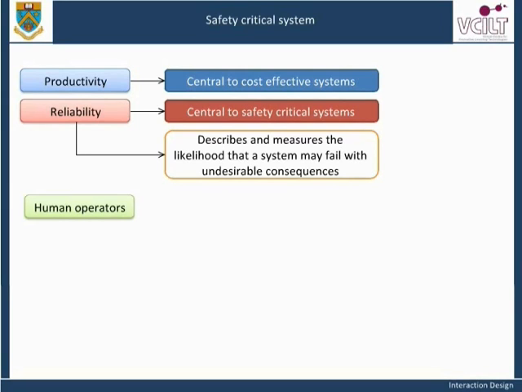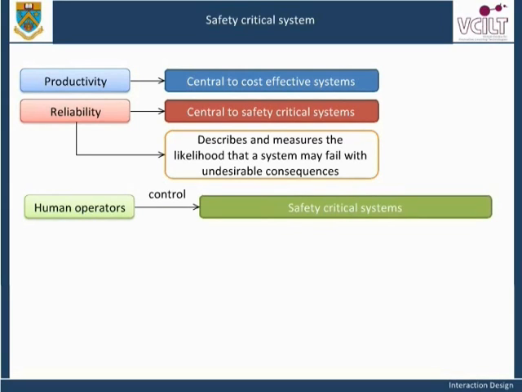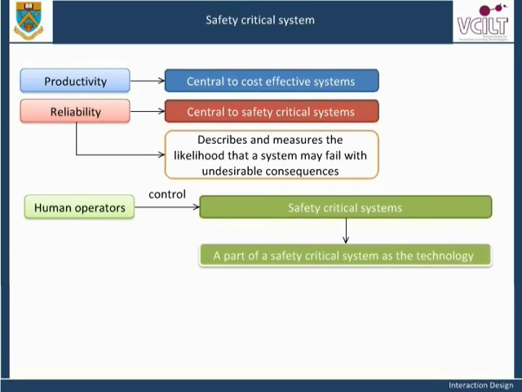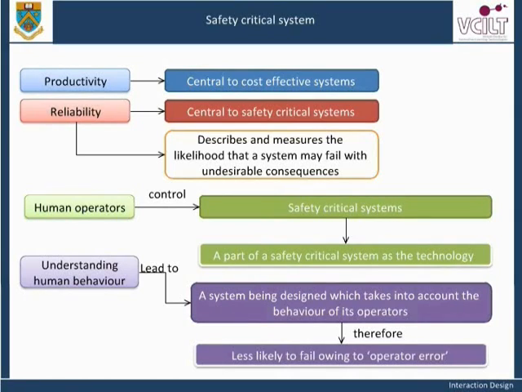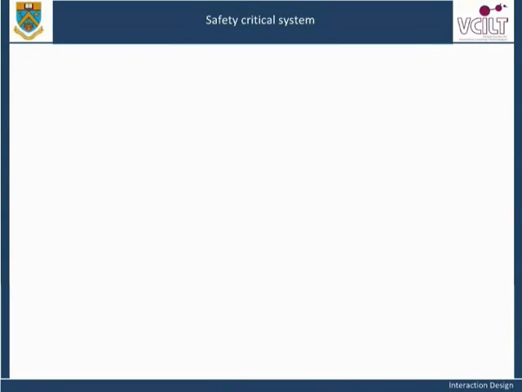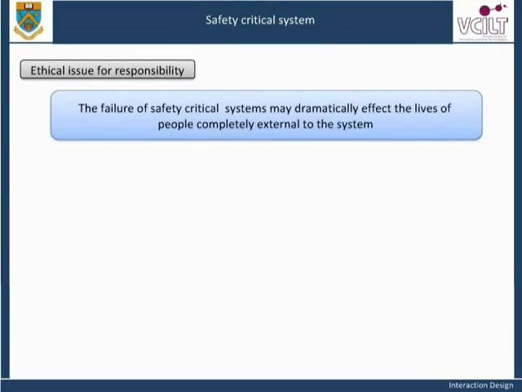Human operators control safety-critical systems and are therefore, in effect, as much a part of a safety-critical system as the technology. An understanding of human behavior should lead to a system being designed which takes into account the behavior of its operators, and therefore is less likely to fail owing to operator error. We also look at ethical issues of responsibility. The failure of safety-critical systems may dramatically affect the lives of people completely external to the system.